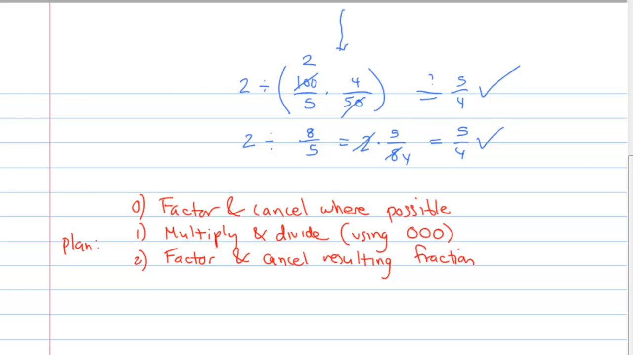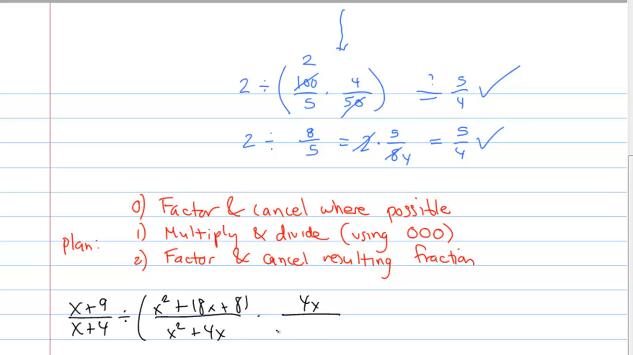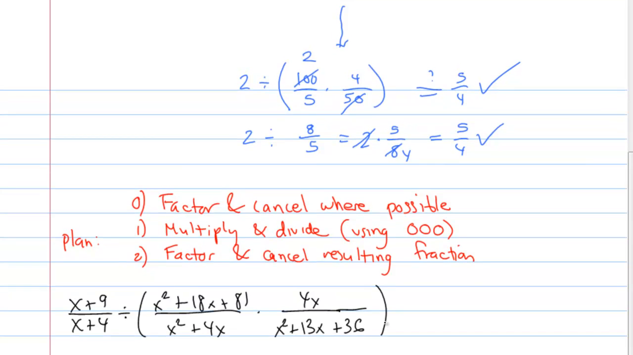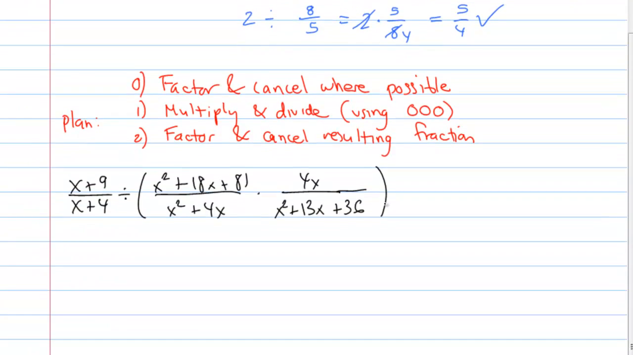To see how this might have worked, let me go back and start with the original expression again, x plus 9 over x plus 4, divided by x squared plus 18x plus 81 over x squared plus 4x, times 4x over x squared plus 13x plus 36. Let's see if we could have factored and canceled where it was possible first.